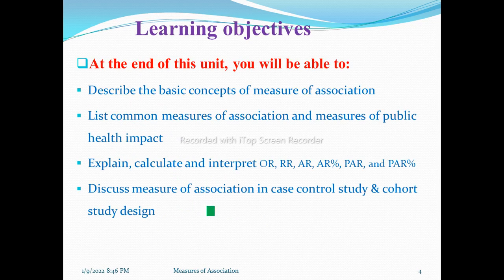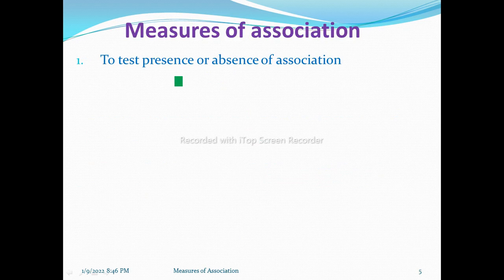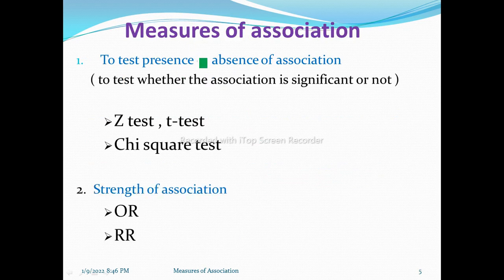And these are the learning objectives. Now we are starting. Measures of association is very important to test presence or absence of association, to test whether the association is significant or not. For this we may use Z test, T test, chi-square test. But with measures of association, we will see the strength of association. Strength of association is measured commonly by odds ratio and relative risk.